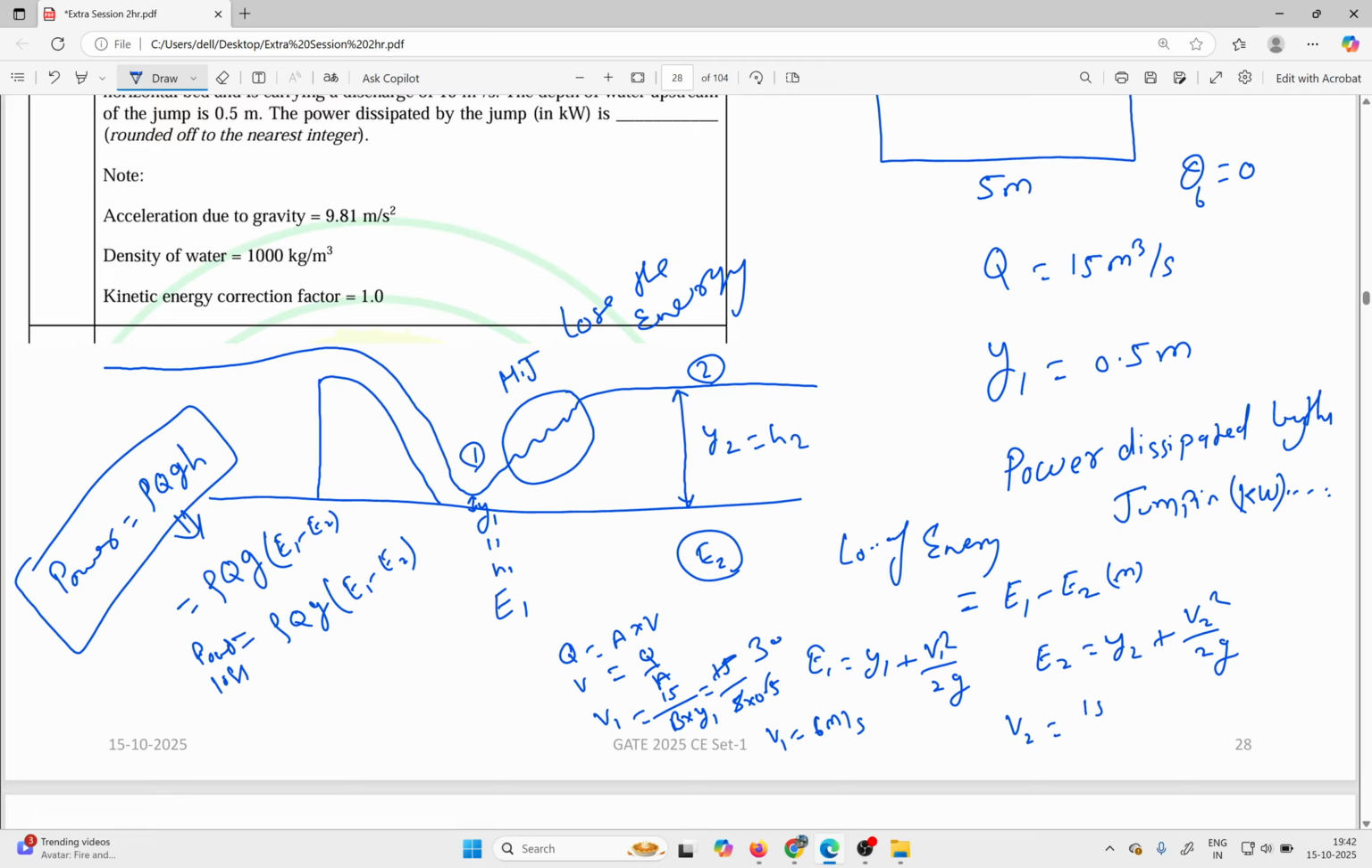Similarly, V2 is 15 divided by B, 5 into Y2. But you don't know Y2. How will you calculate Y2? You know one formula: Y2 by Y1 for a rectangular channel. Remember, this is half into minus 1 plus root under 1 plus 8 FR1 square.